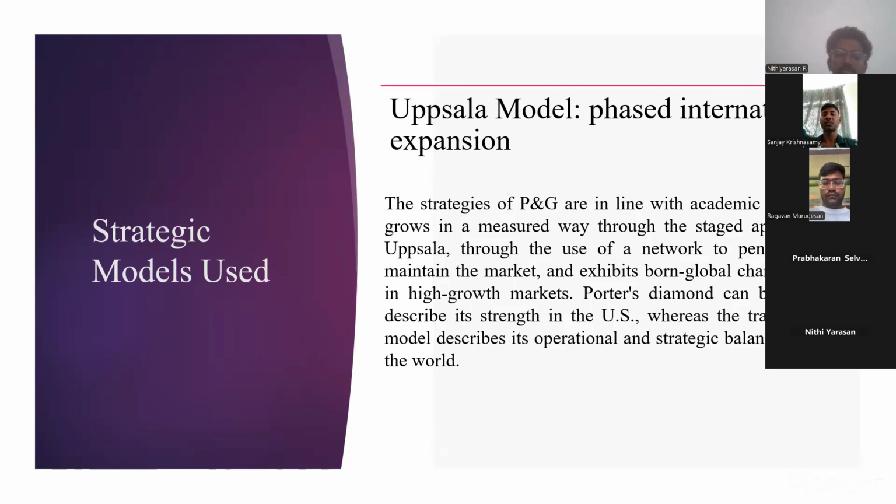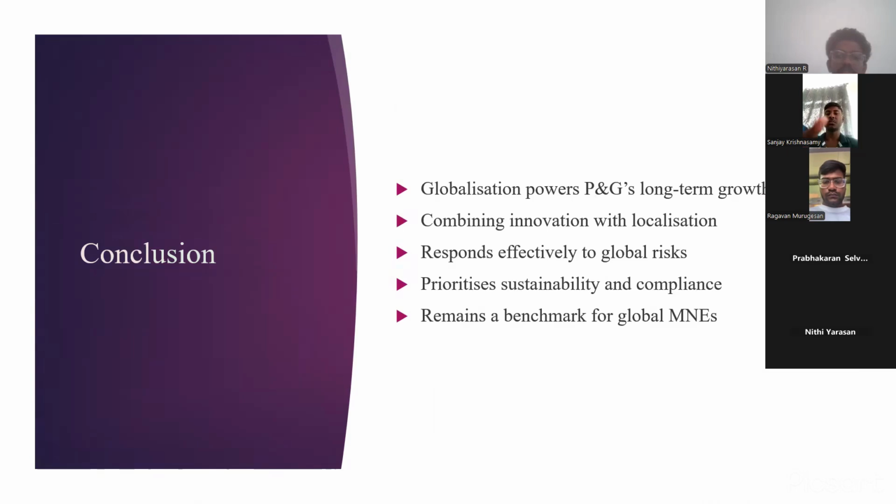And we see Porter's Diamond, which explains how they have built a strong competitive advantage in the US. And finally, the transnational strategy, which explains their global-local balance. And finally, we see the conclusion.